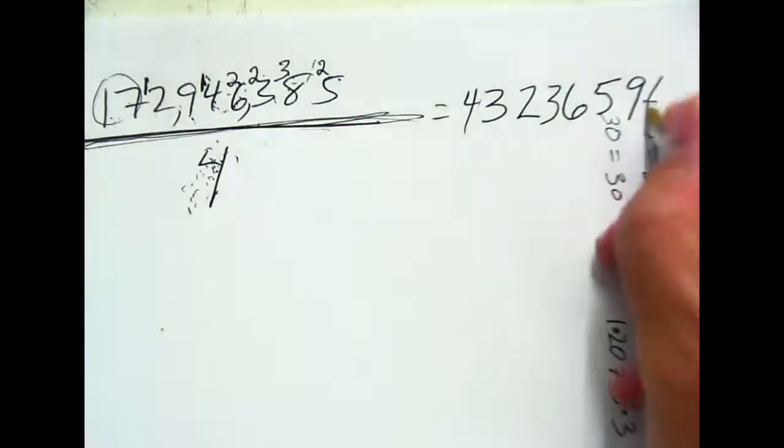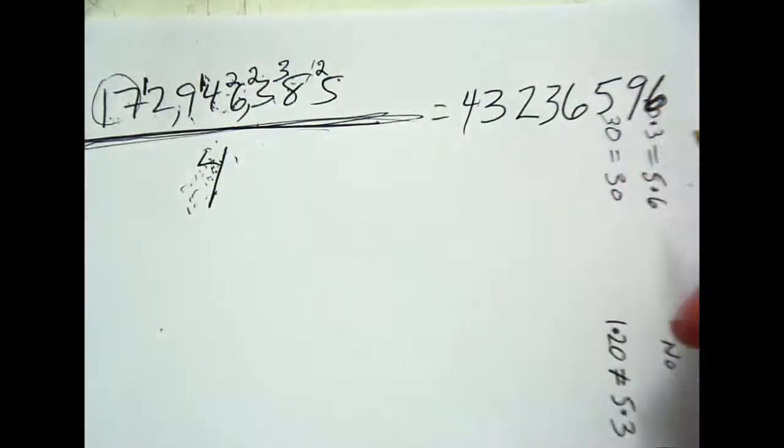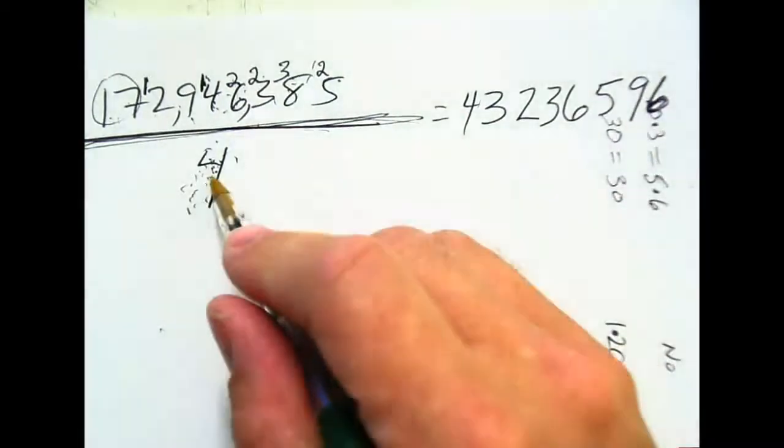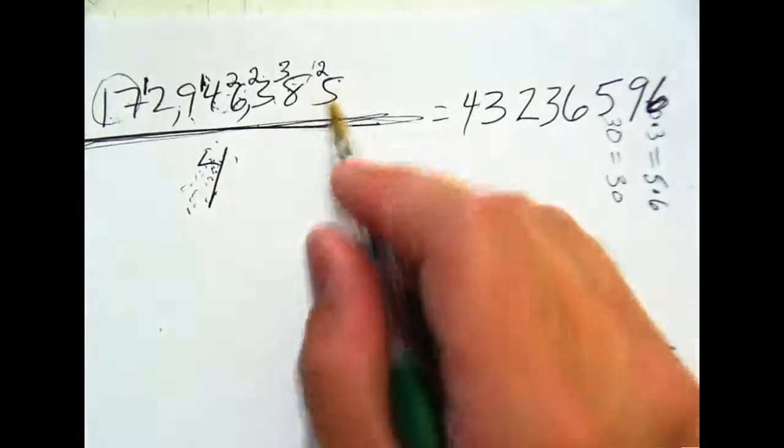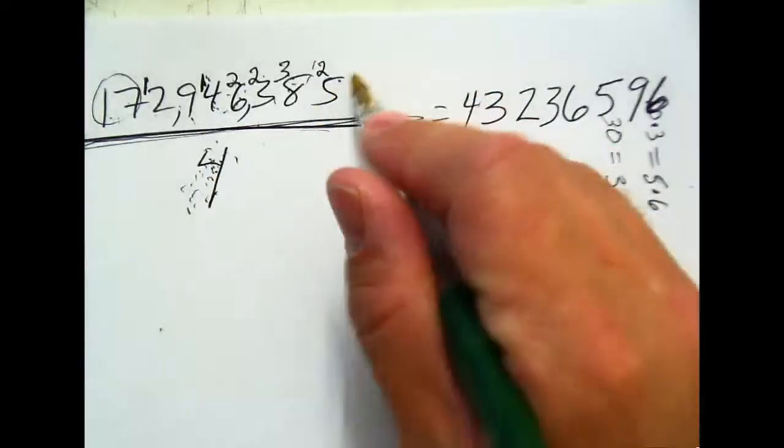6. Now, one of the problems here, if you don't know your math facts, this is really tough. Now, 4 times 6 is 24. How many left over? Well, look.